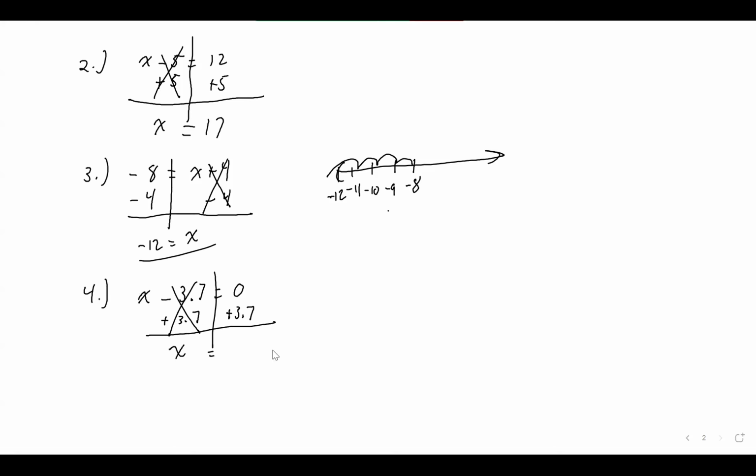So 0 plus 3.7 gives me, very good. I will say a lot of students will tell me 0 because they try to multiply this at this point. Make sure you're adding, not multiplying. Know what operation you're doing.